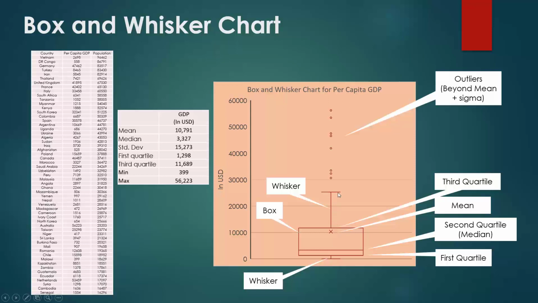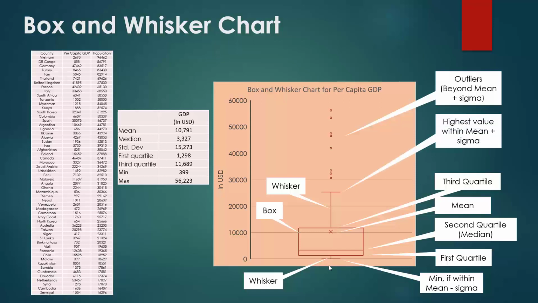So there's no standard rule about where this line appears. It could appear at 1 sigma, 1.5 sigma, 2 sigma, 2.5 sigma. It depends on the data. The minimum value is within mean minus sigma, so you just show the min value there. It's 399, very close to 0. And that's the highest value within mean plus sigma. And finally, that's the max value. It is shown as an outlier, and all of these are outliers as far as this data is concerned.